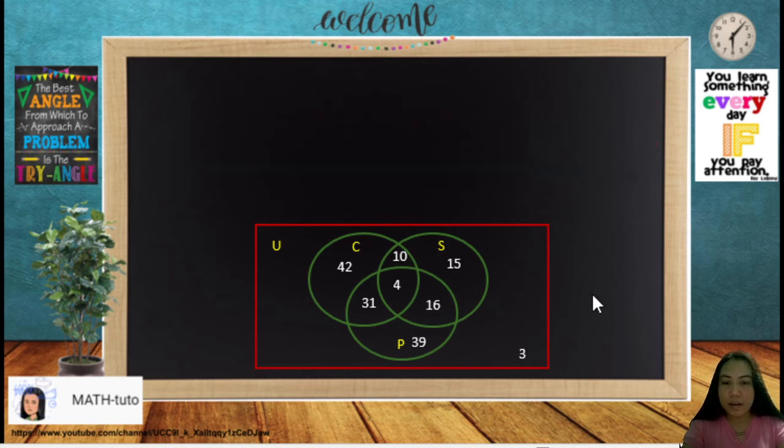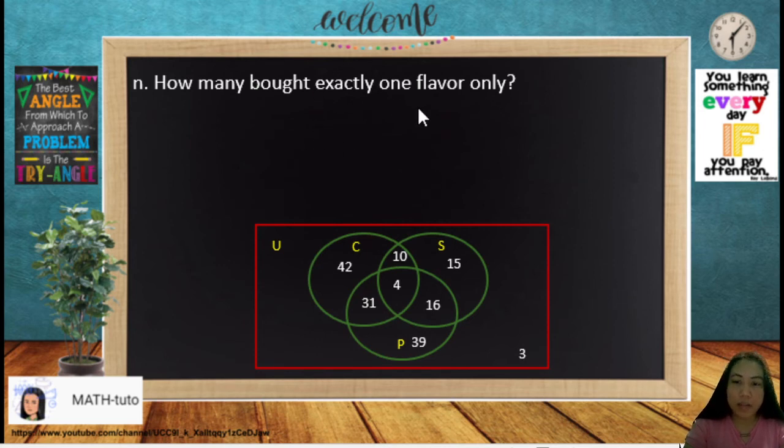Okay. Next question. How many bought exactly 1 flavor? Now, for this question, we will only consider those who bought chocolate, strawberry, or pistachio, because we are not really sure about these 3. Maybe they did not really buy ice cream at all. Probably just cones or cups or anything else that is sold in that ice cream store, or it can also be any other flavor of ice cream. So we will only consider those who bought chocolate, strawberry, and pistachio to answer this question.